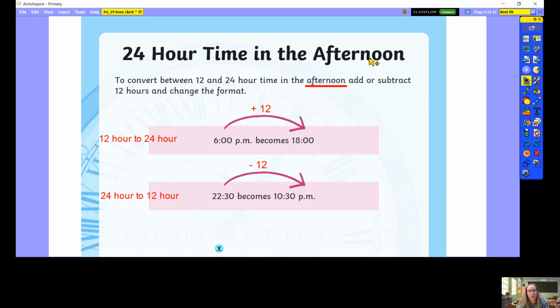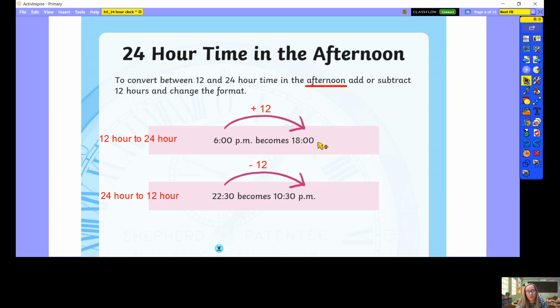24-hour clock in the afternoon. So when we look at the times now in the afternoon, we need to do some converting here. To convert between 12 and 24-hour time in the afternoon, we add or subtract 12 hours and change the format. So let's have a look what we mean by that. 6 p.m. is going to become 1800 hours. That's how we would say that.